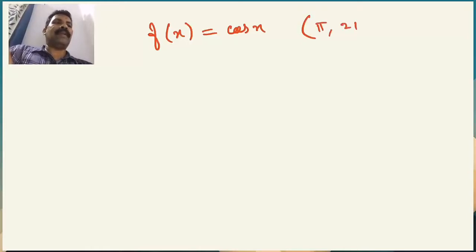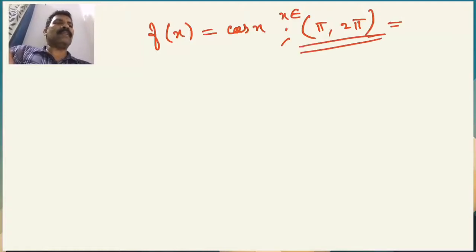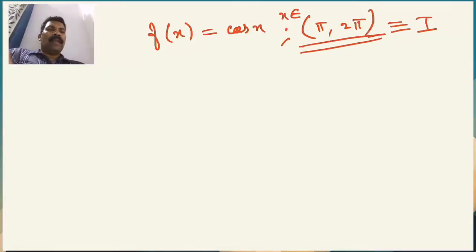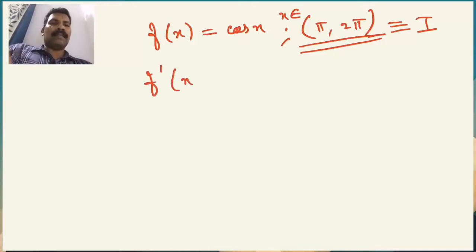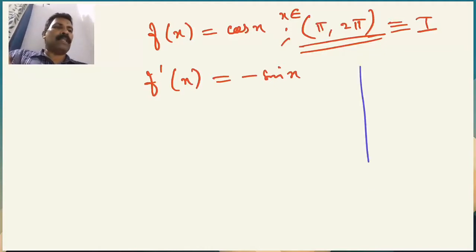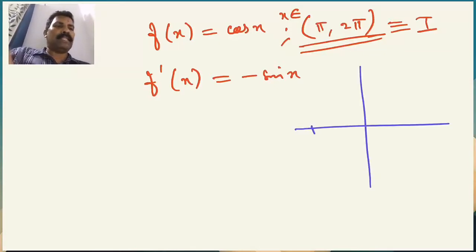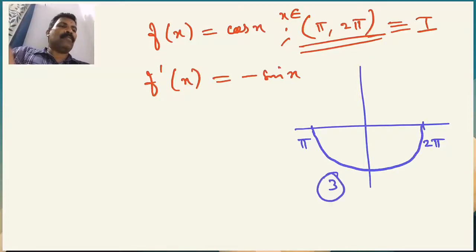Then again you can verify the same function given by f of x is equal to cos x. What about pi to 2 pi, if we consider the pi to 2 pi interval? That is, x belongs to this open interval. Then you know f dash x is equal to negative sin x only. Then what about the interval pi to 2 pi? Pi to 2 pi means we consider the third quadrant and the fourth quadrant.